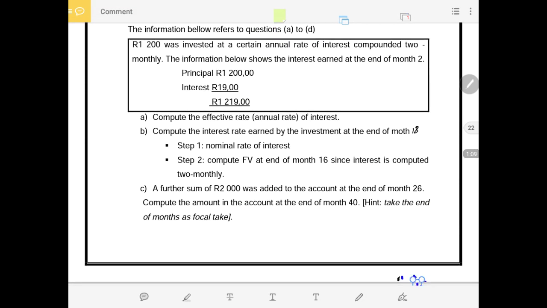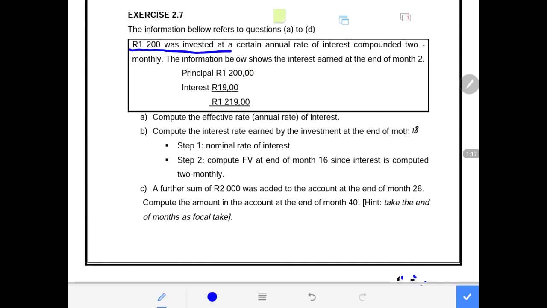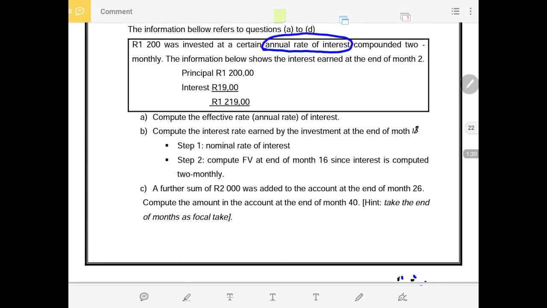It says that we have an amount of 1,200 that was invested. 1,200 was invested at a certain annual rate of interest. Take note, at a certain annual rate of interest. So the rate of interest is not known. Then after, it is further stated that it was compounded monthly. Annual rate of interest, but compounded monthly.